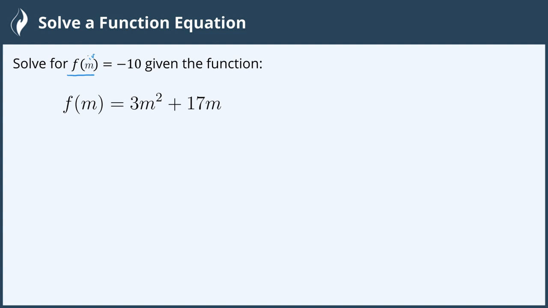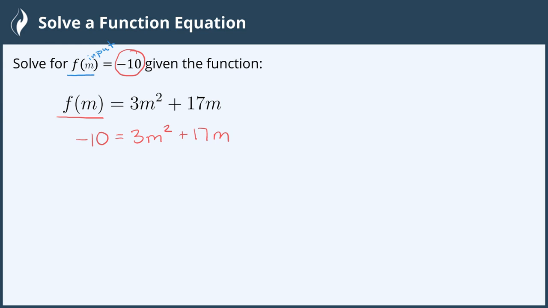And our input is the variable m. So when we were given f of m equals -10, for our entire function f of m, we can replace this with -10. So replacing f of m with -10, we end up with an equation that says -10 equals 3m squared plus 17m. Our goal is to solve for the variable.